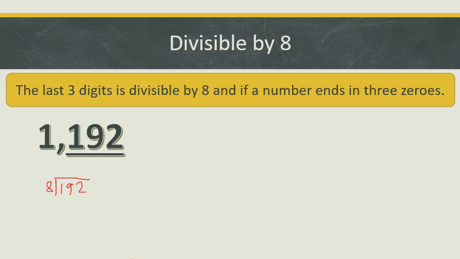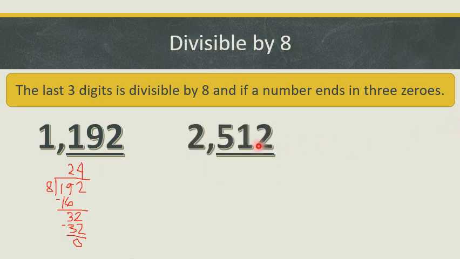8. So, ilang 8 meron sa 19? So, meron tayong dalawa. So, 2 times 8 is 16. 19 minus 16 is 3. Bring down 2. So, ilang 8 meron sa 32? We have 4. So, 4 times 8 is 32. And 32 minus 32 is 0. So, may remainder po ba? So, wala. So, ibig sabihin, ang 1,192 ay divisible sa 8. Kasi kapag dinivide natin yung last 3 digits, which is 192, wala siyang remainder.